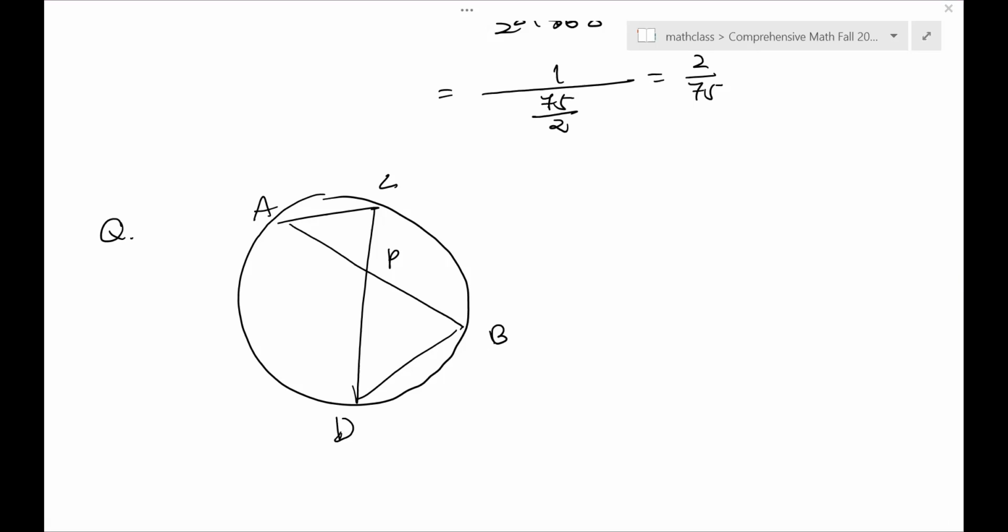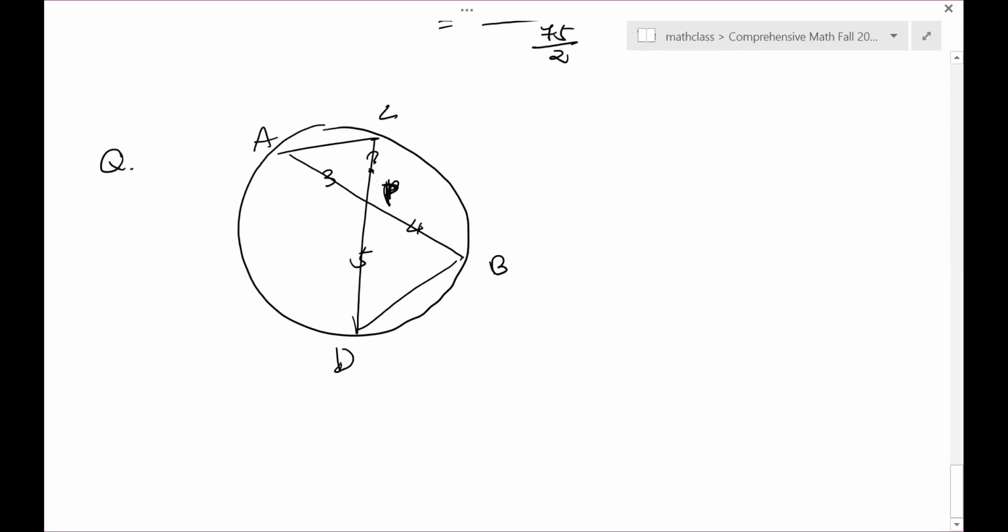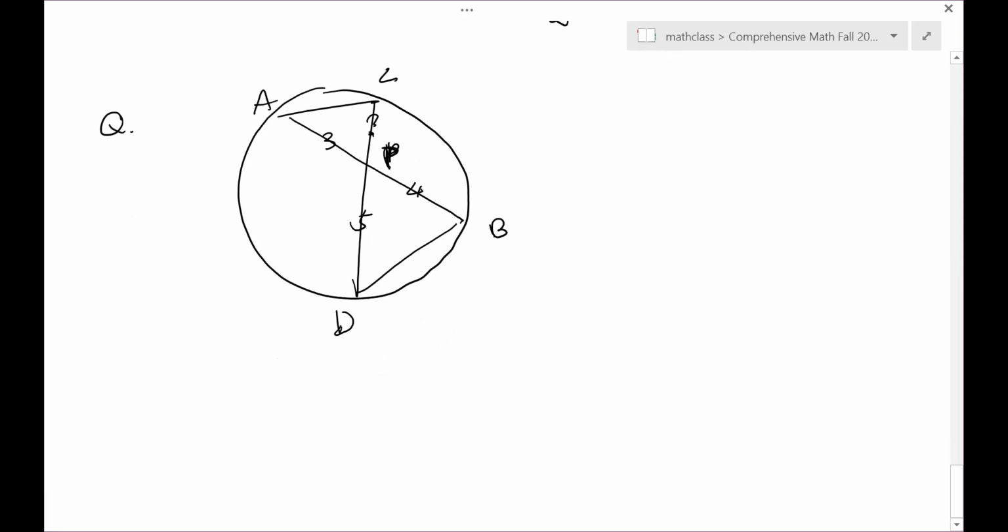We are given some information: AP is going to be 3, BP is going to be 4, and PD is 5. So we want to find CP. What is that? Some students say, well, maybe 6. No, actually it's not, right?